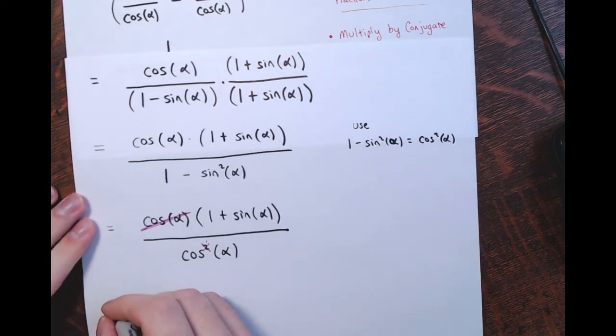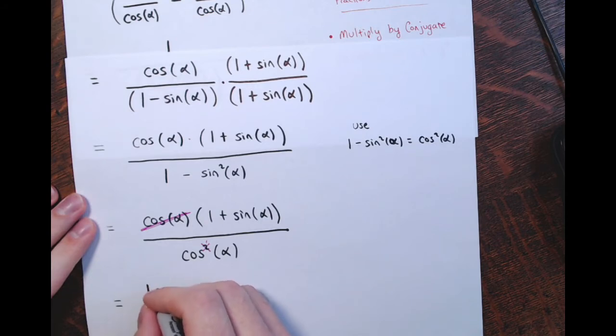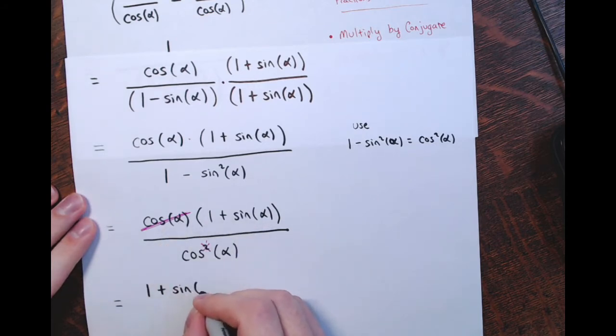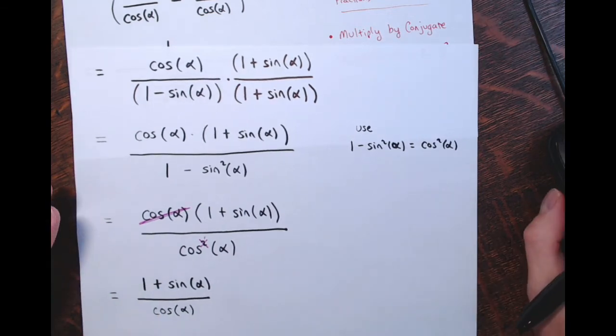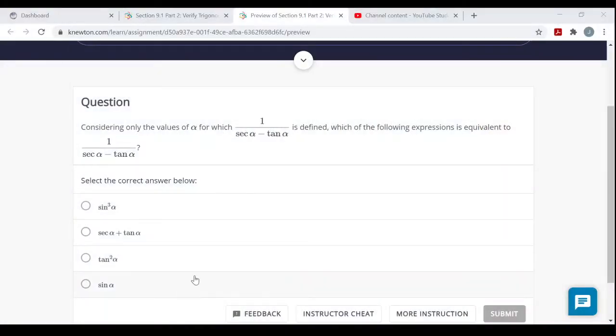And now I have this, 1 plus this. Now all that's left in the numerator, the only factor left, is 1 plus the sine of alpha. And the only thing left in the denominator is the cosine of alpha. Alright, still this doesn't look like any of my choices, but we're getting there. Watch. Alright, just watch really quick.